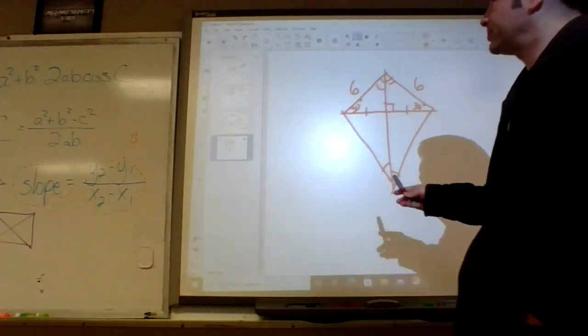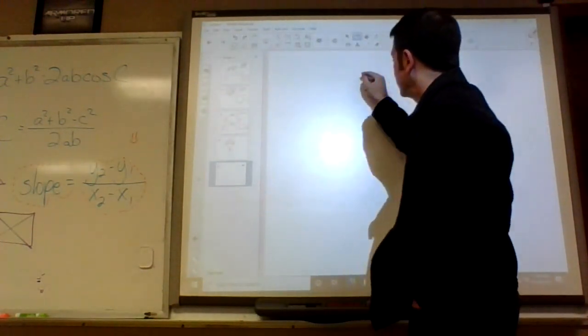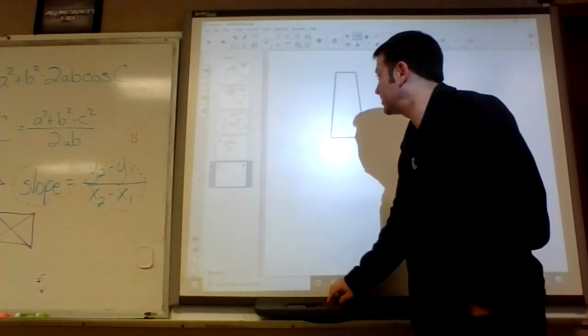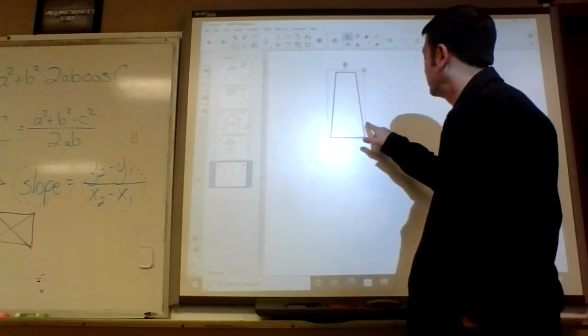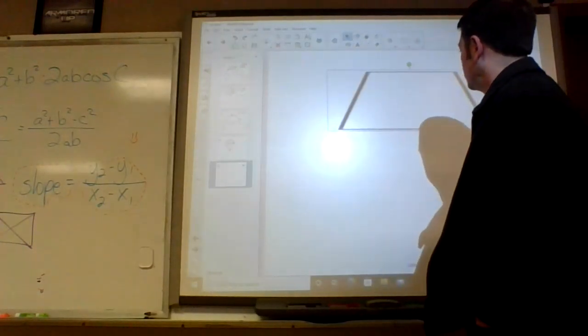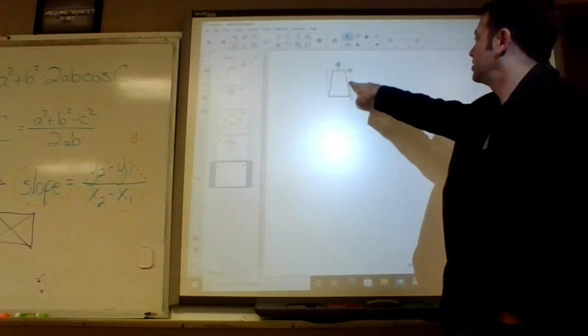Oh, the thing I forgot on trapezoids. Trapezoids. Oh, that's not what I wanted. That's a very thin trapezoid. Let me see if I can stretch them. Ooh, weird. It's ugly. Go away.